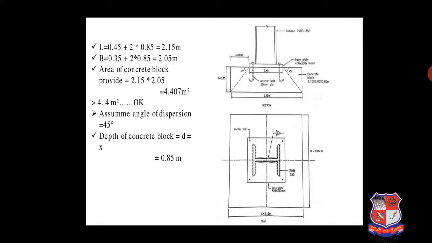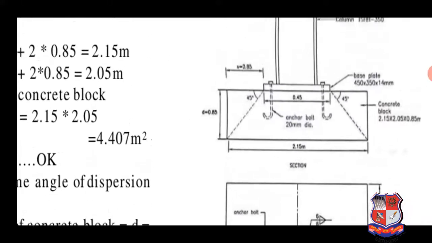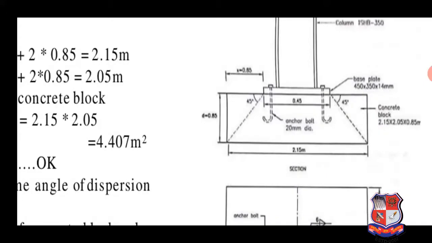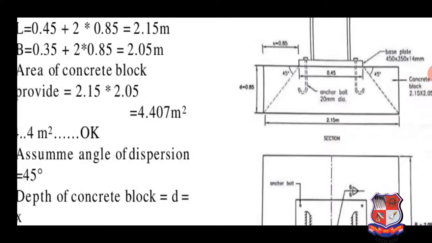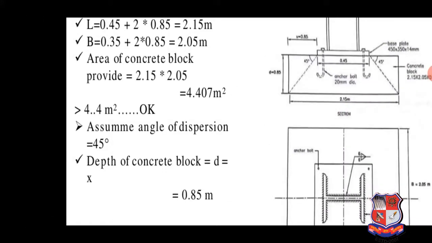Now these are the two sizes, L and B. We are still pending the depth of the concrete block. So how do we calculate the depth? We know that our projection x should be 0.85 meter. Take a 45 degree displacement angle at the end of the column base, so take the angle of 45 degrees. So the depth of the concrete block D is equal to x, using the triangle principle. So D is also equal to x, it means 0.85 meter.